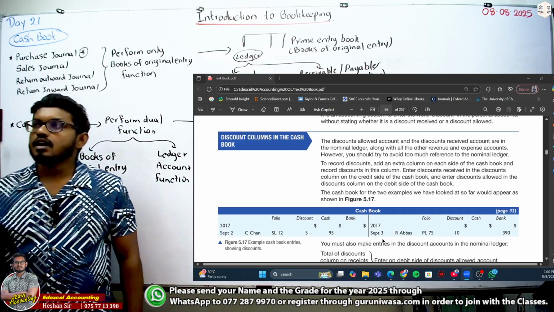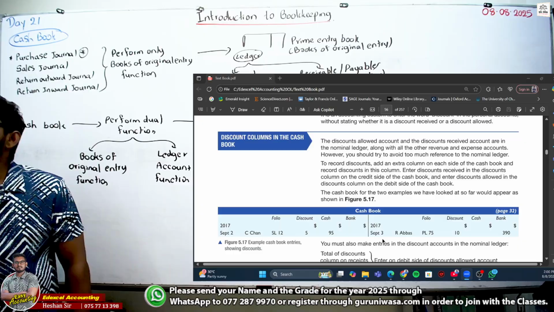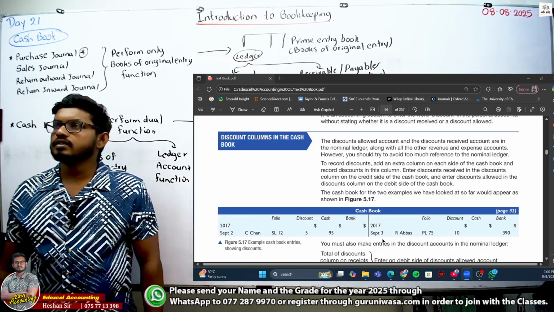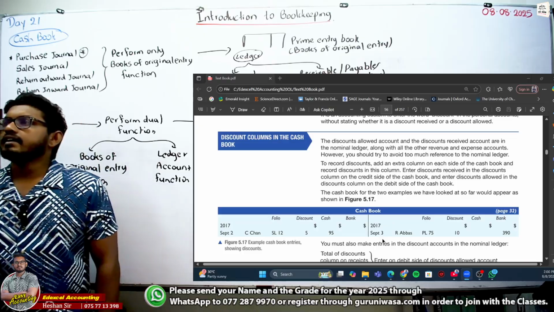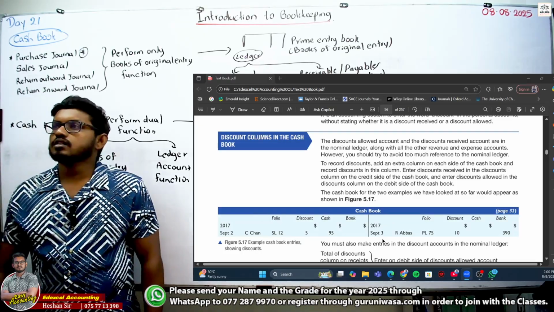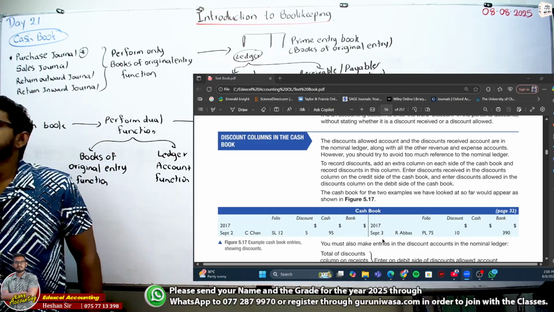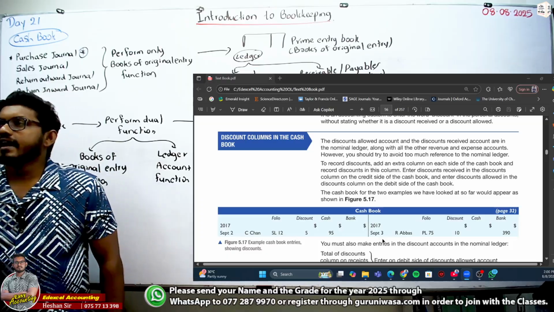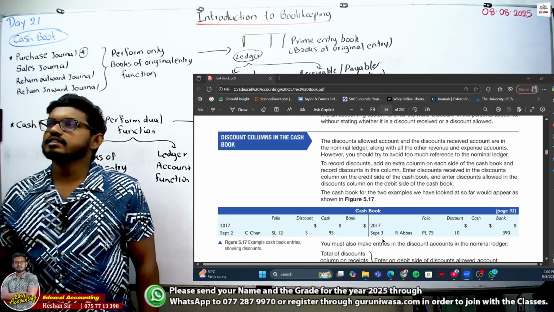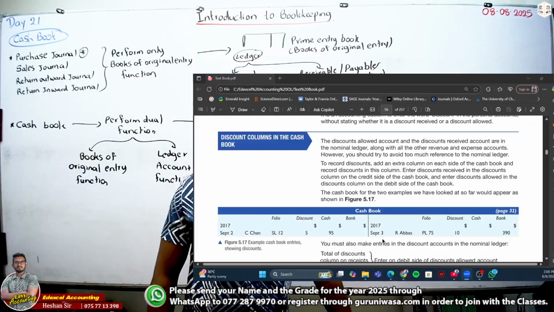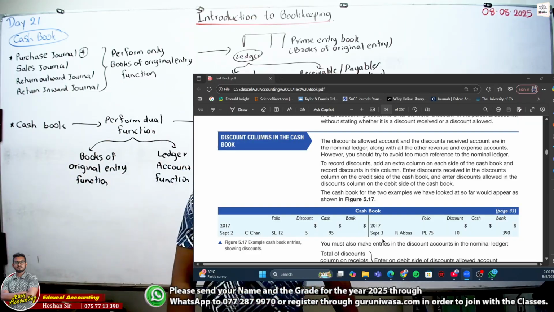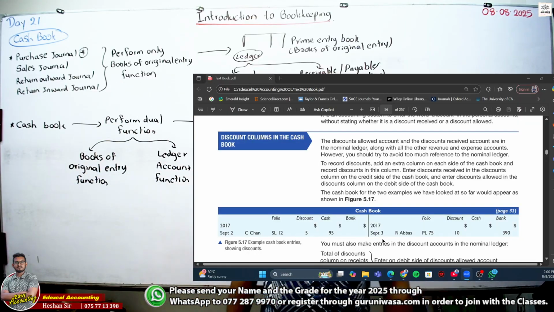To record discount, add an extra column on each side of the cash book and record in this column. Enter discount received in the discount column on the credit side of the cash book. Enter the discount allowed in the discount column on the debit side of the cash book. This is how the cash book appears for the two examples we have looked at so far.